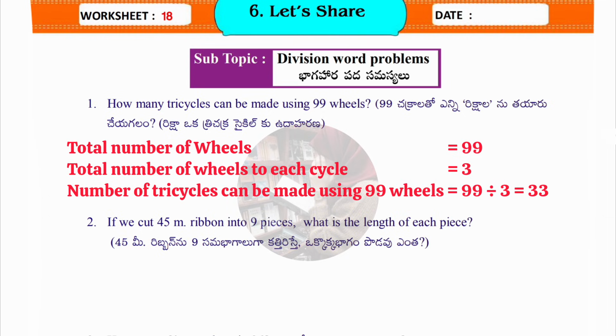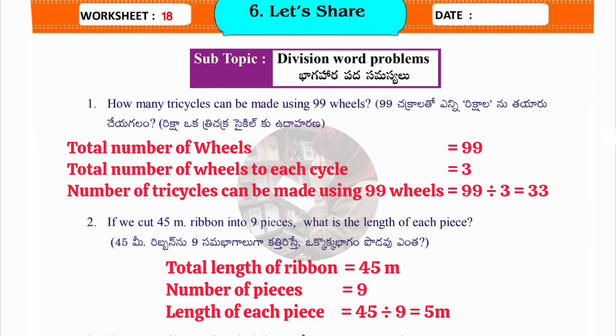If we cut a 45-meter ribbon into 9 pieces, what is the length of each piece? Write down the answer. Total length of ribbon is 45 meters. Number of pieces, how many pieces we have to cut? 9. So length of each piece is 45 divided by 9. 9 5s are 45, so each piece will be 5 meters. So from the 45-meter ribbon, we can make 9 pieces of 5 meters each.